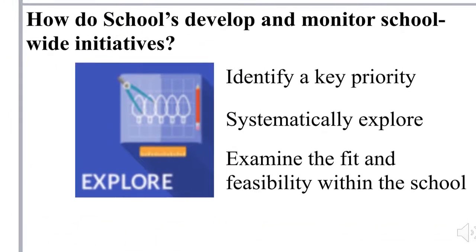So step 1, explore. In this stage, a school should clearly define a problem it wants to solve and identify some potential interventions to do this. Now, 3 important steps are key to this. The first thing that you need to do is identify a key priority that is amenable to change.